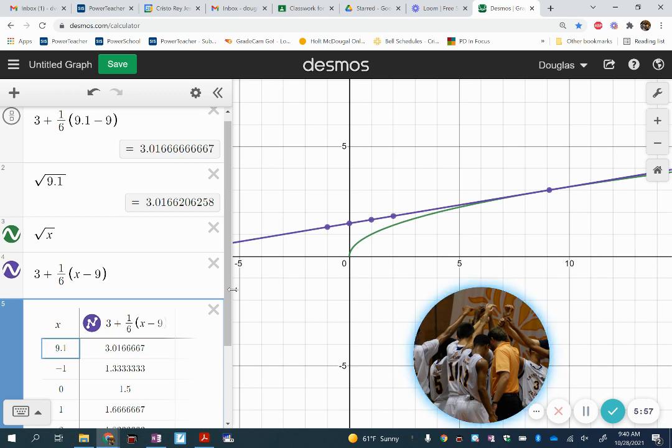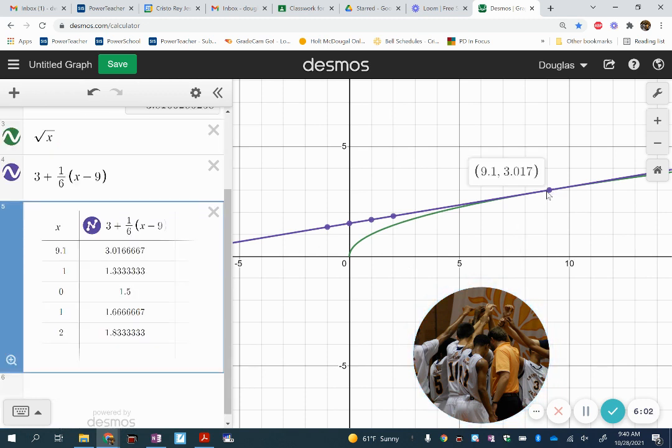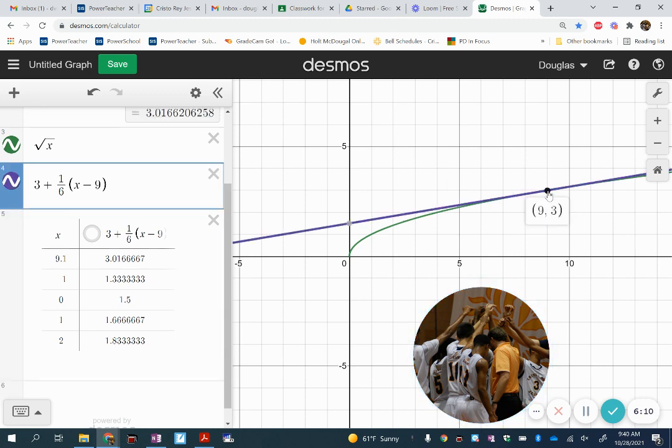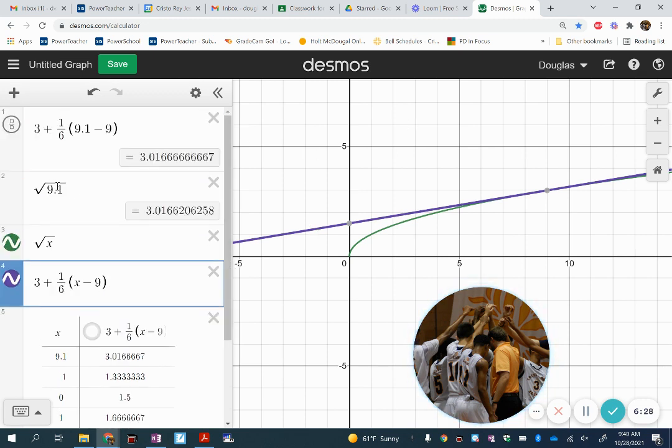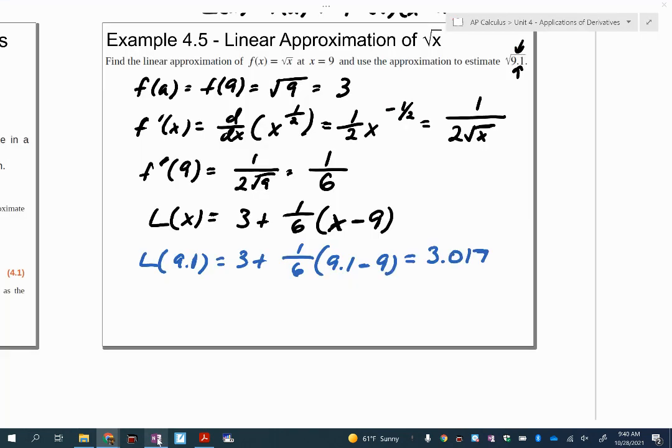Now, this is great if you're using points that are close to the intersection point of your curve and your tangent line. We have 9 comma 3 right here, and 9.1 is really close. But if I wanted to use this tangent line to approximate the function at x equals 1 or x equals 40, those are not very close to x equals 9. So obviously there are limitations, but the only reason I mentioned just typing it in is because this is what calculators actually do. Calculators are approximating all the time to find out what the value is.